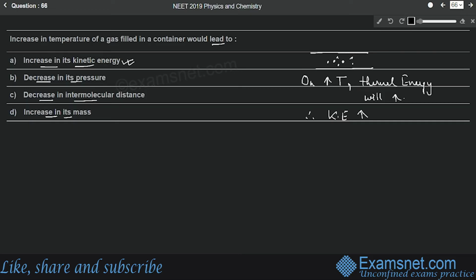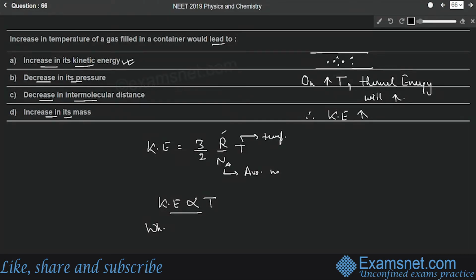Okay, and then we have a formula also. We know that kinetic energy of the molecules is equal to 3 by 2 R upon Na into T. R is the gas constant, N is the Avogadro number, and T is the temperature. Okay, so we can see that kinetic energy is directly proportional to the temperature. That means when temperature increases, kinetic energy will also increase. Therefore option A will be the correct answer.